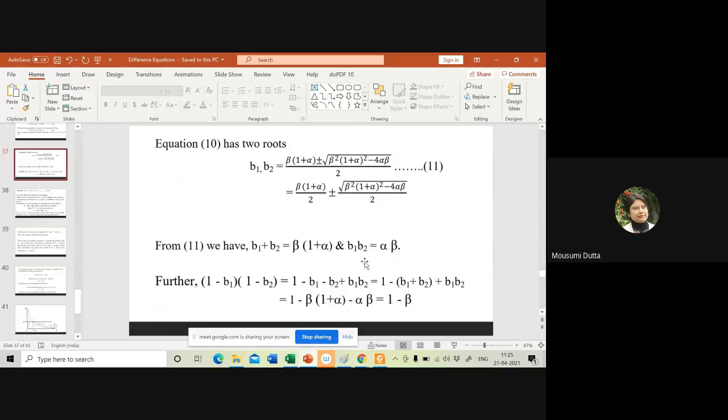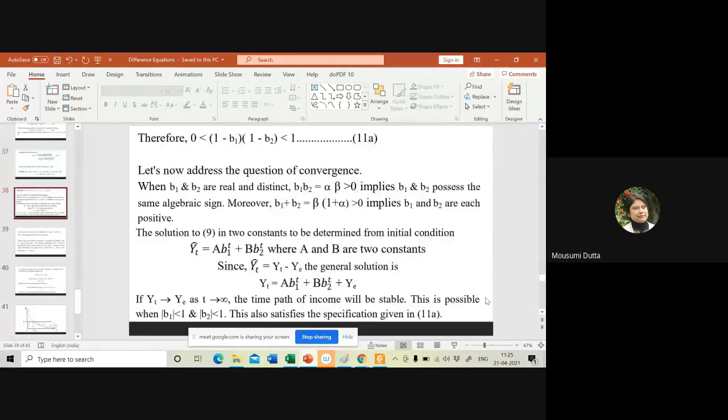B1 plus B2, B1 into B2, then 1 minus B1 into 1 minus B2. So these concepts are clear, I hope, to all of you. And from the last thing, 1 minus B1 into 1 minus B2 is equal to 1 minus beta, as beta, which is the MPC, lies in between 0 and 1. Safely, we can present 11a in this format: 1 minus B1 into 1 minus B2 lies in between 0 and 1.